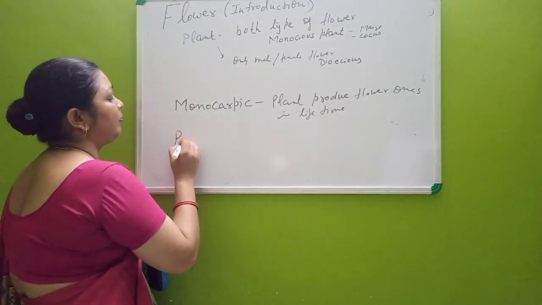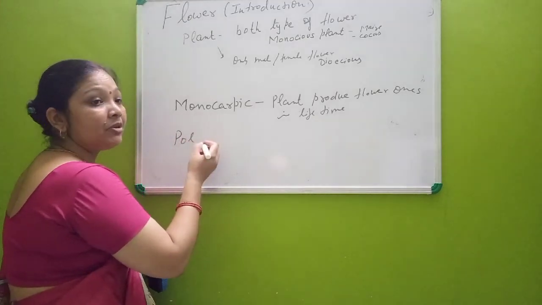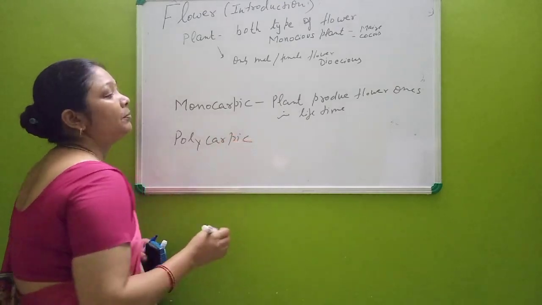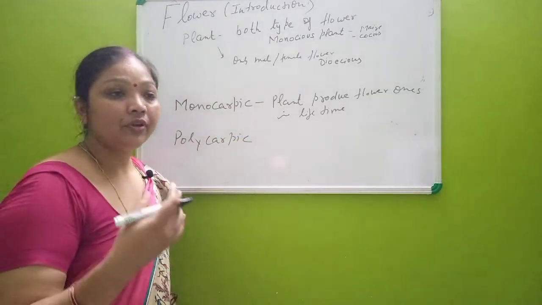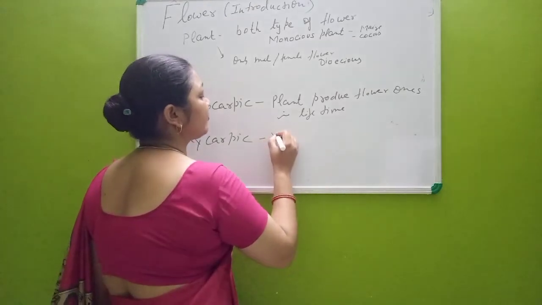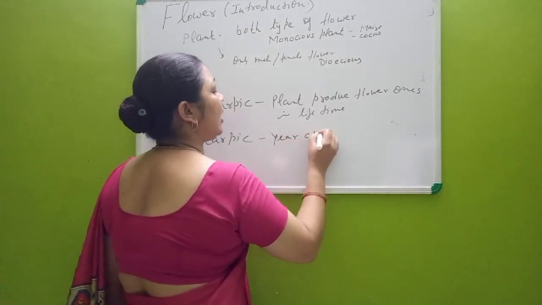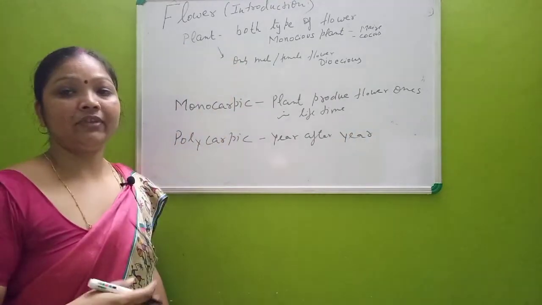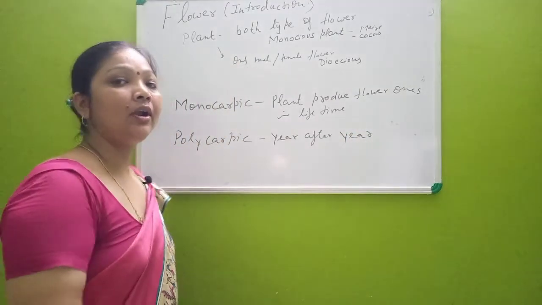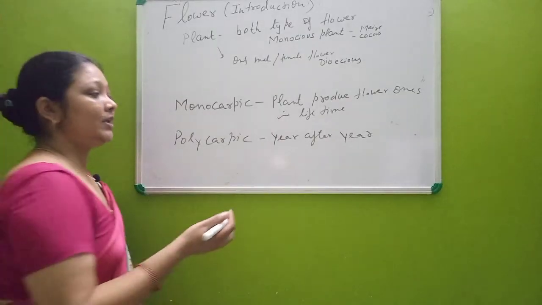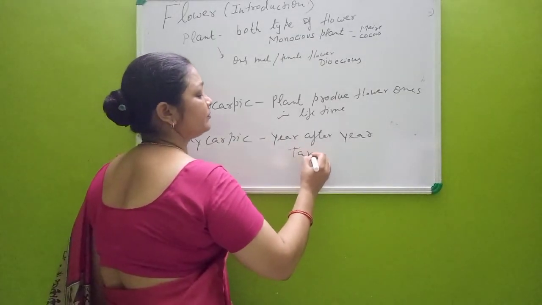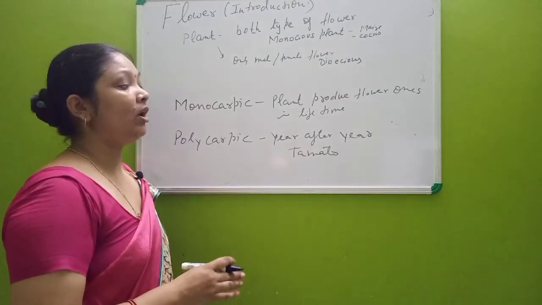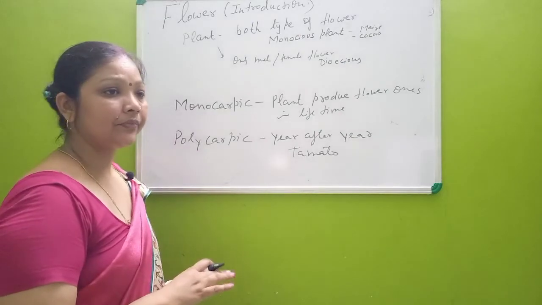The other term is polycarpic. If the plant is able to produce flowers year after year, that is 1 or 2 years, if they are producing flowers, then they are called polycarpic. For example, tomato. Tomato is an example of a polycarpic plant.